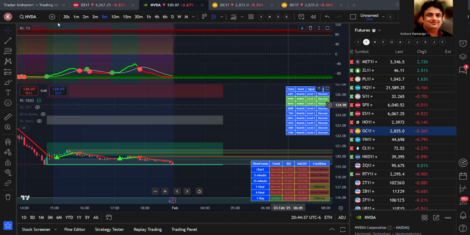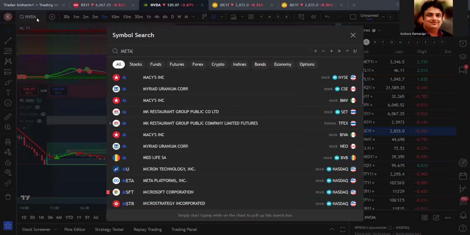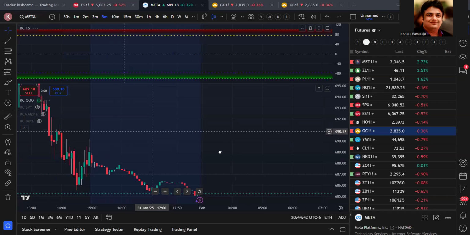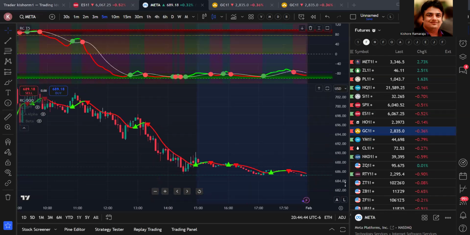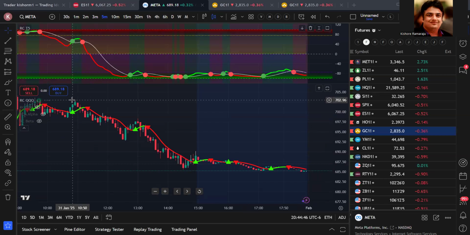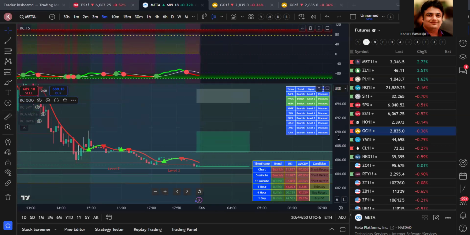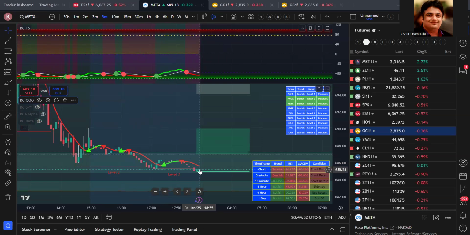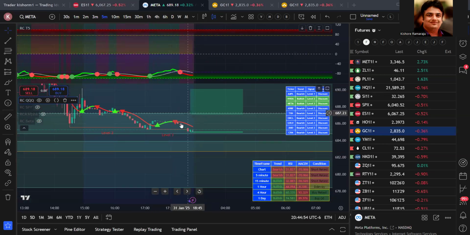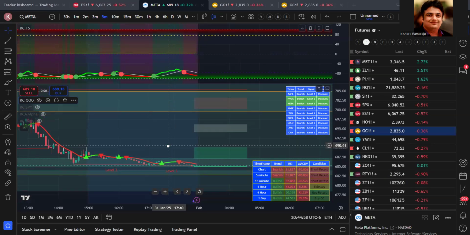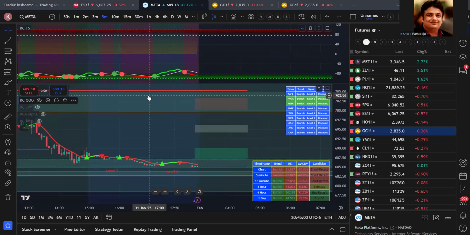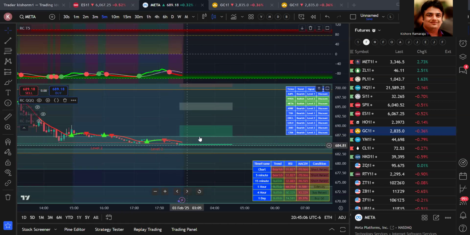Or if I go and check Meta, it came all the way down from nearly $703 to $685. Huge drop on Meta. So now it is at a proper support. You have huge order blocks. This is your sell order block area, and this is your buy order block. If it is yellow, there are a lot of sellers. If it is green, there are a lot of buyers.